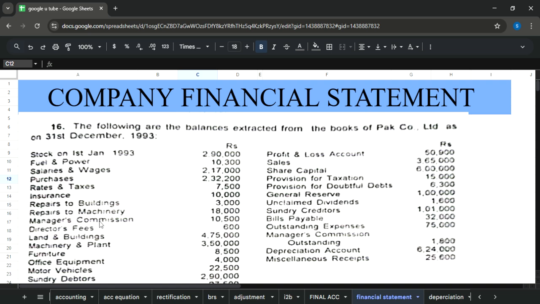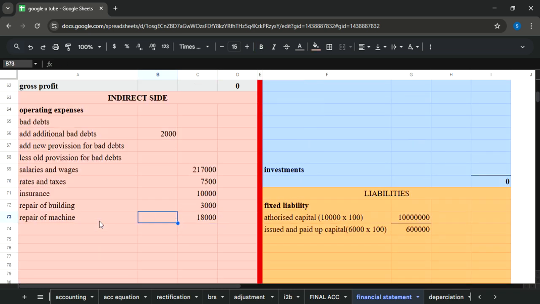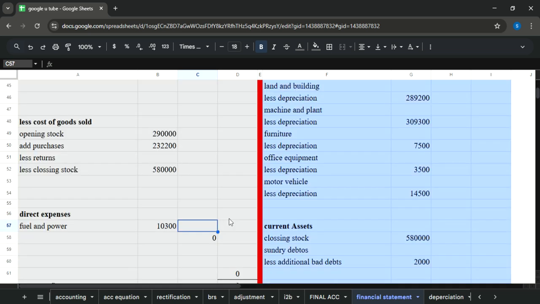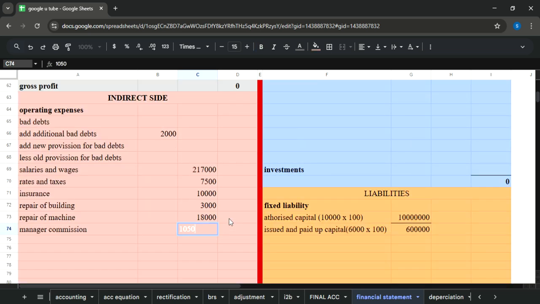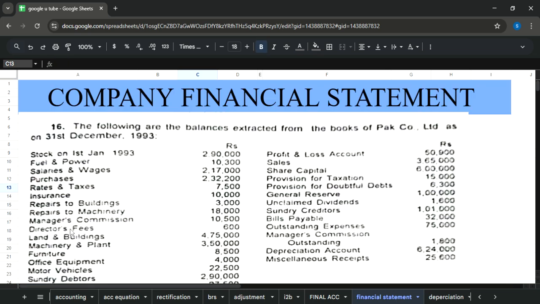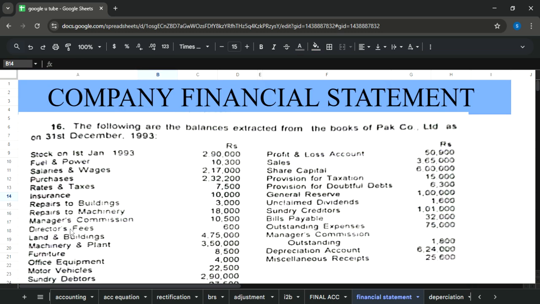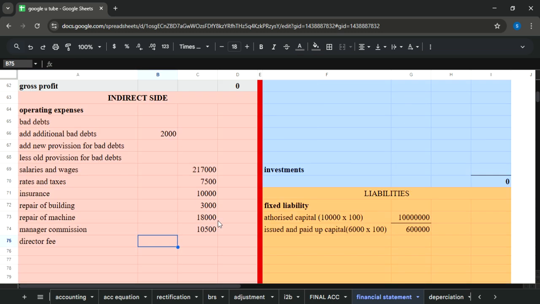Then we have manager commission. Again on the indirect side, manager commission. Amount of manager commission 10,500. Mention this amount in the operating expense side. After that, director fee. So here director fee, indirect side, and its amount is 600. We are writing it in the operating expense side.